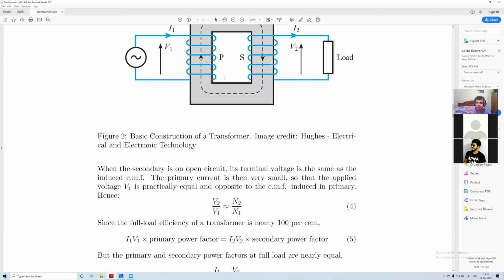And the second consequence is that if the secondary is open circuited, then the voltage V2 is almost equal to the induced EMF in the secondary, E2. You understand the difference between E2 and V2? E2 is the induced EMF in the secondary, and V2 is the voltage we are measuring across the secondary. If I2 is 0, then they are the same.